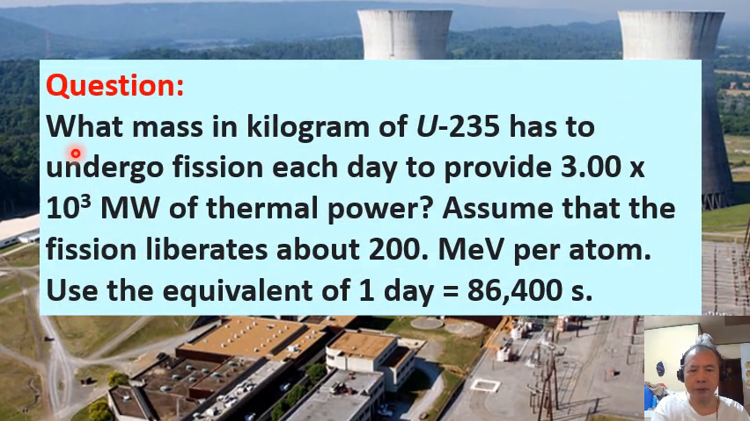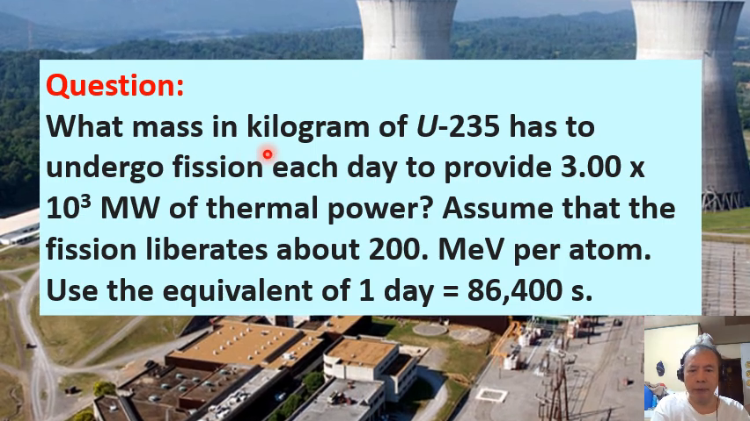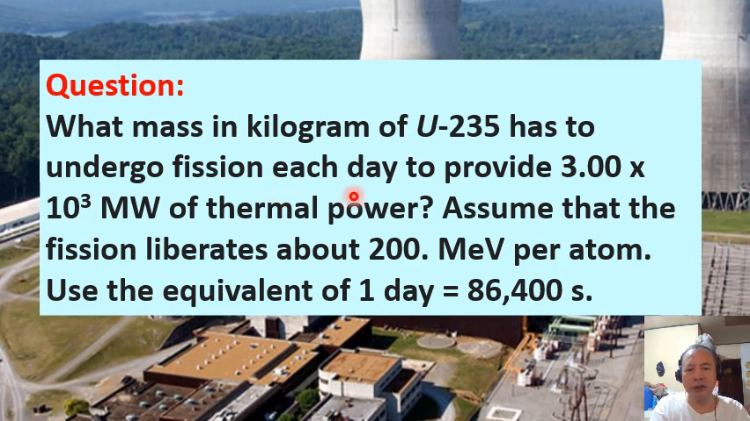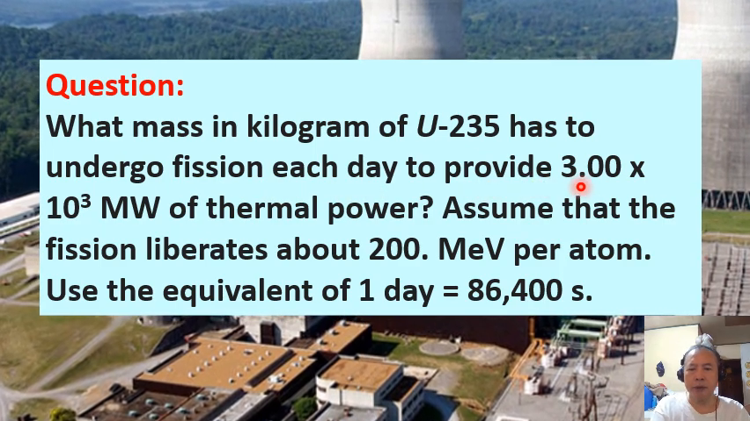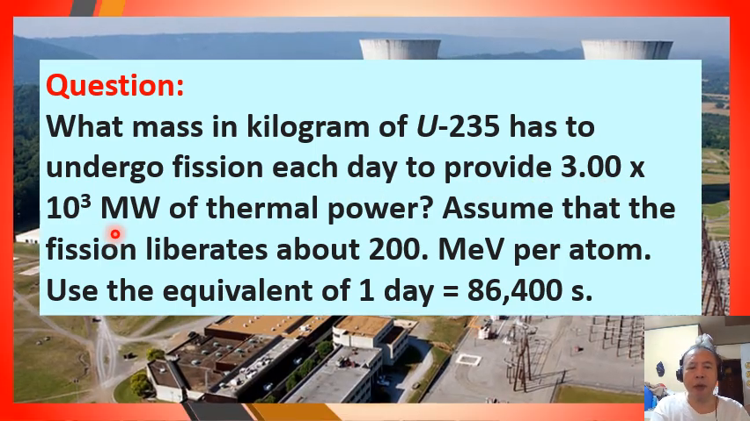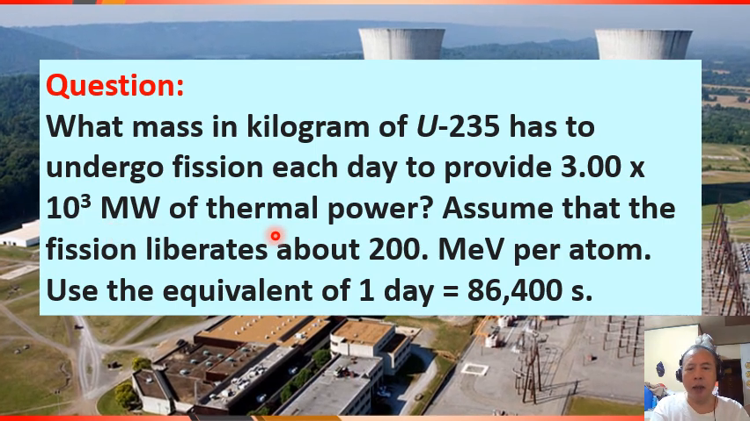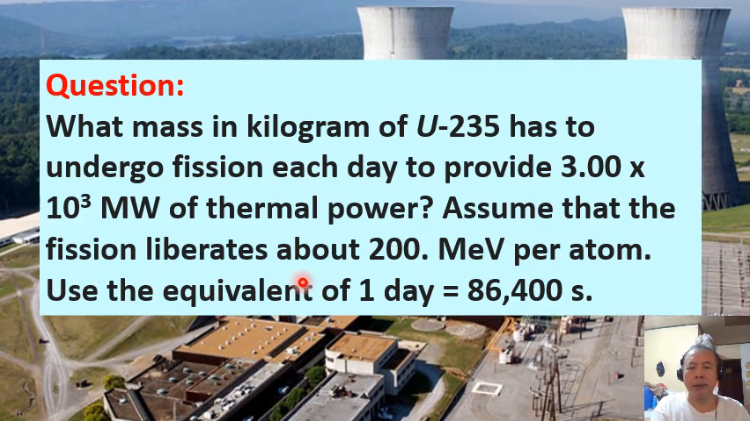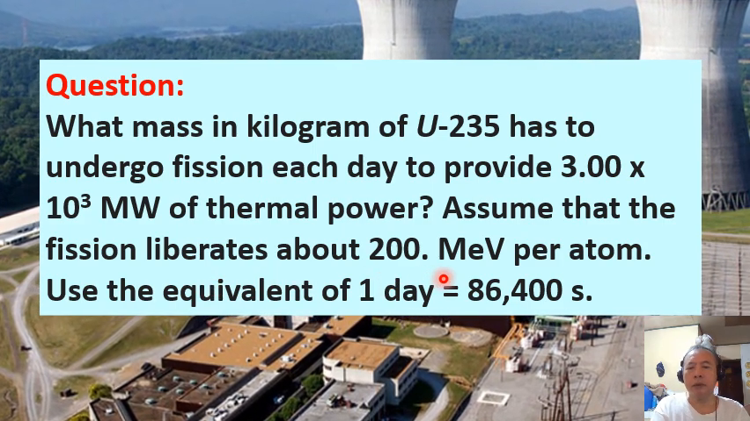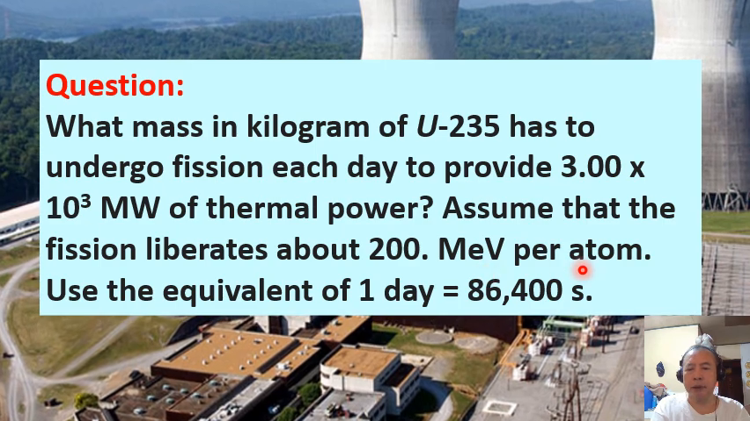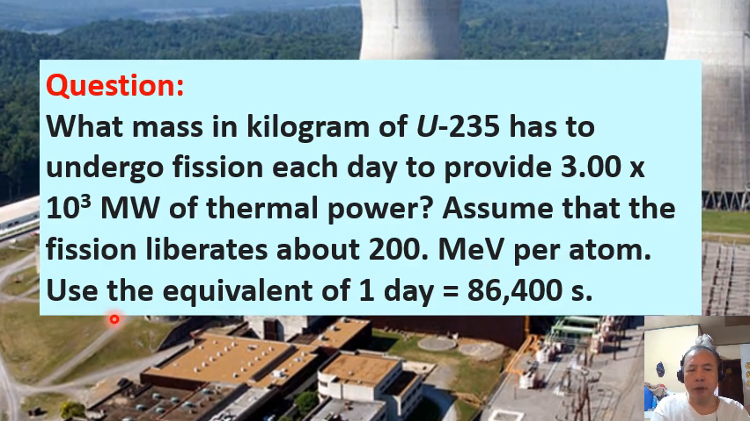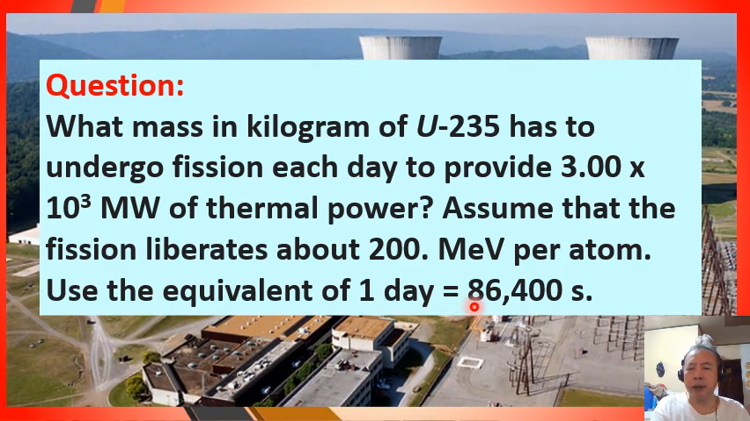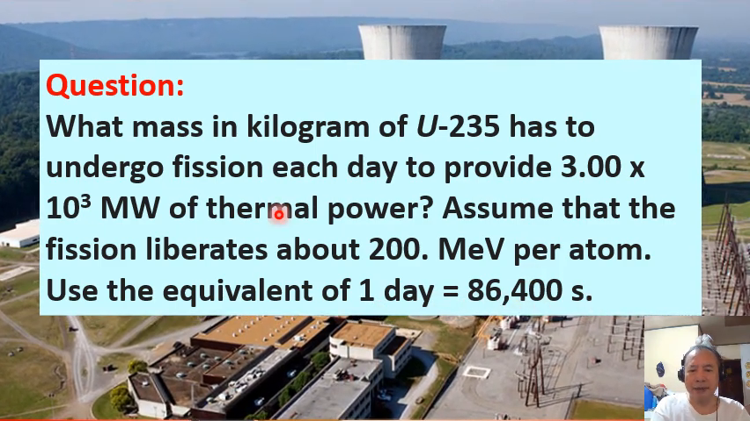The question is, what mass in kilogram of uranium-235 has to undergo fission each day to provide 3.00 times 10 to the third power megawatts of thermal power? Assume that the fission liberates about 200 million electron volts per atom and use the equivalent of 1 day equals 86,400 seconds.